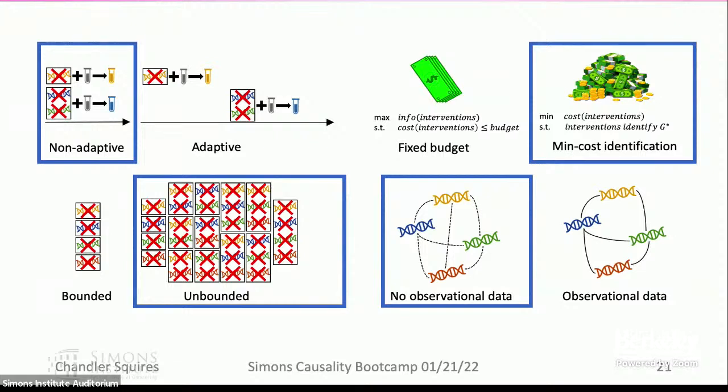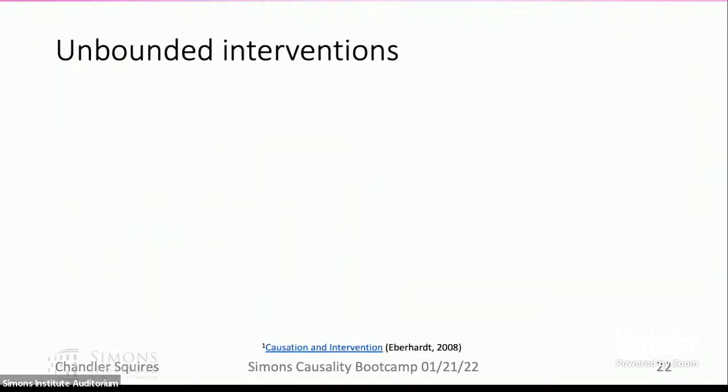We're in a setting where we have no observational data going in. So it's kind of the worst case. We have to deal with any possible graph. Whereas in the setting with observational data going in, we could be dealing with any graph just in a certain Markov equivalence class. And finally, we're going to be still in this setting where we're trying to fully identify the graph at the minimum cost.